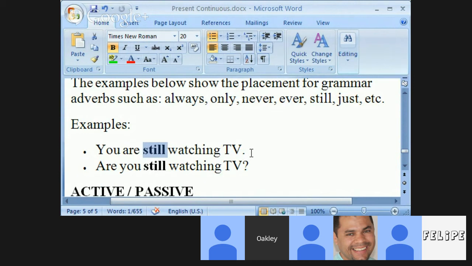Are you watching TV still? That's fine. Still you are watching TV? Not so good there.